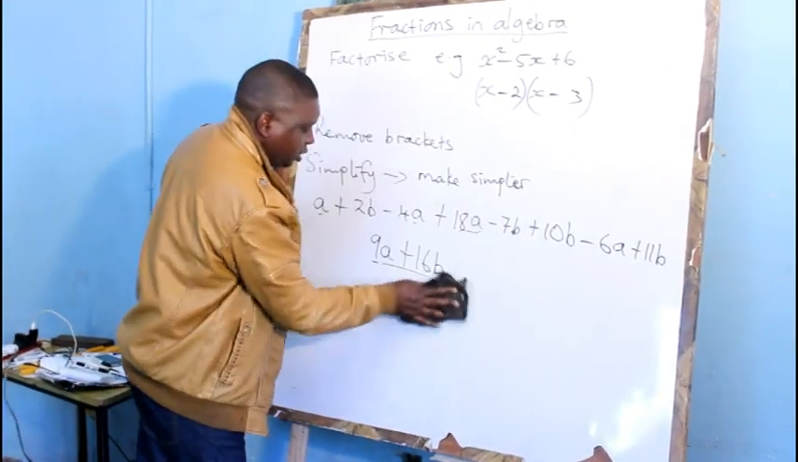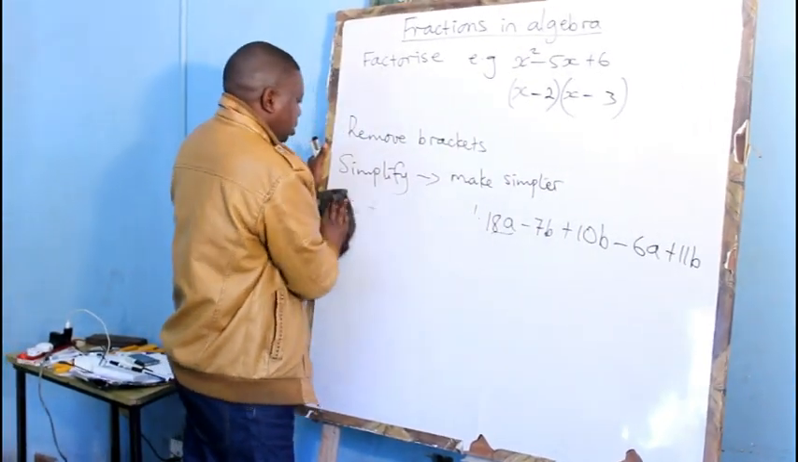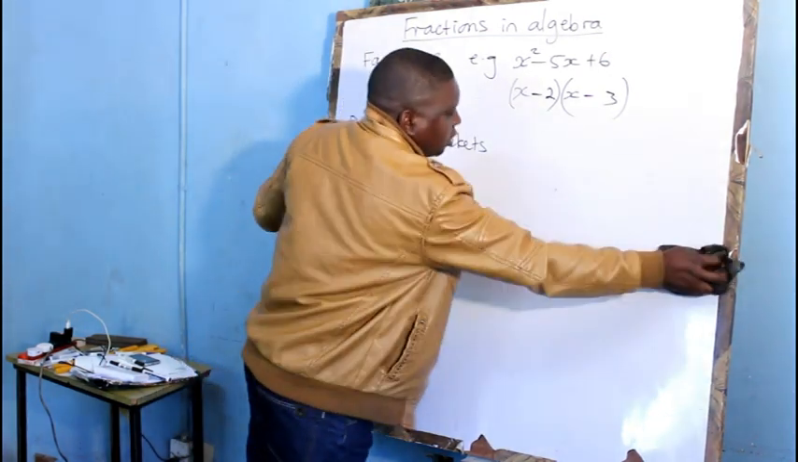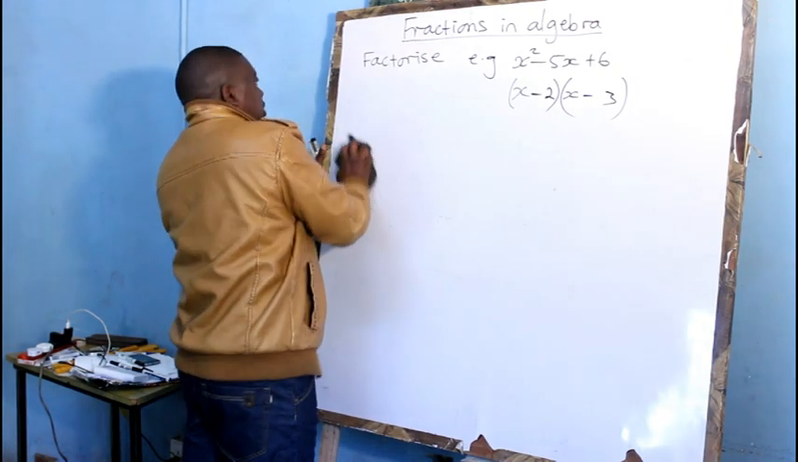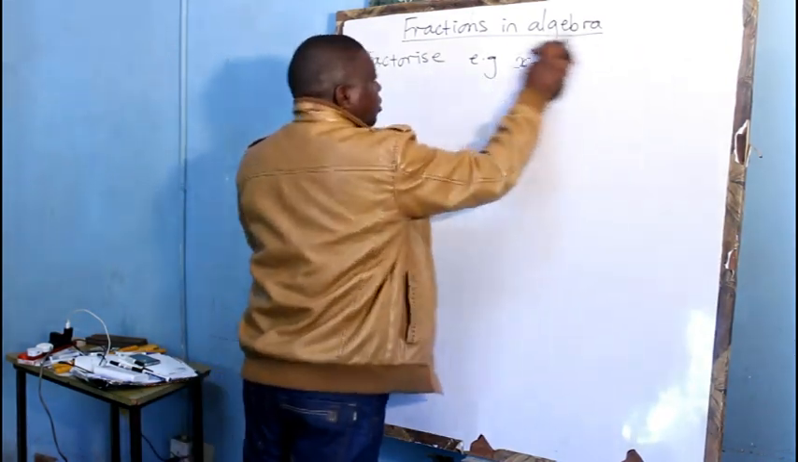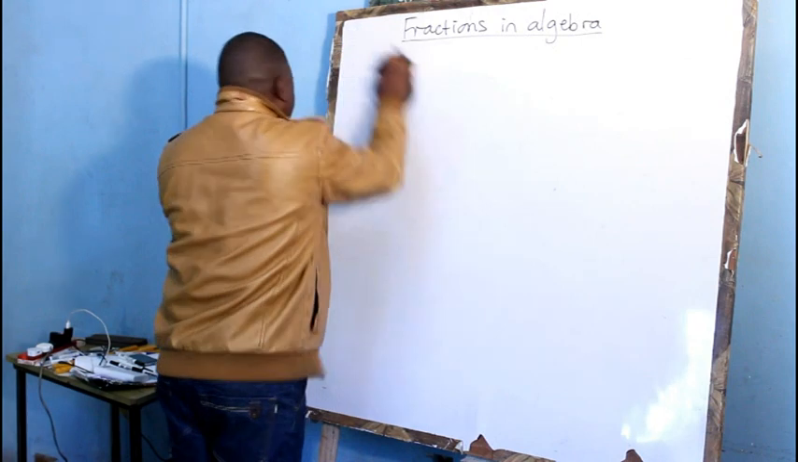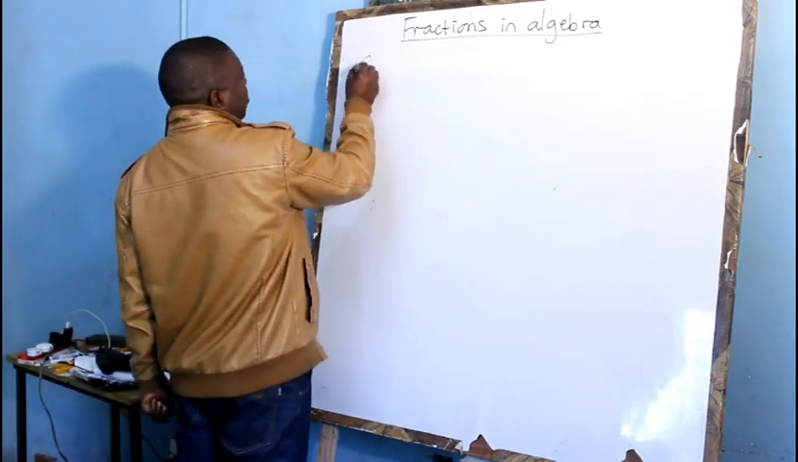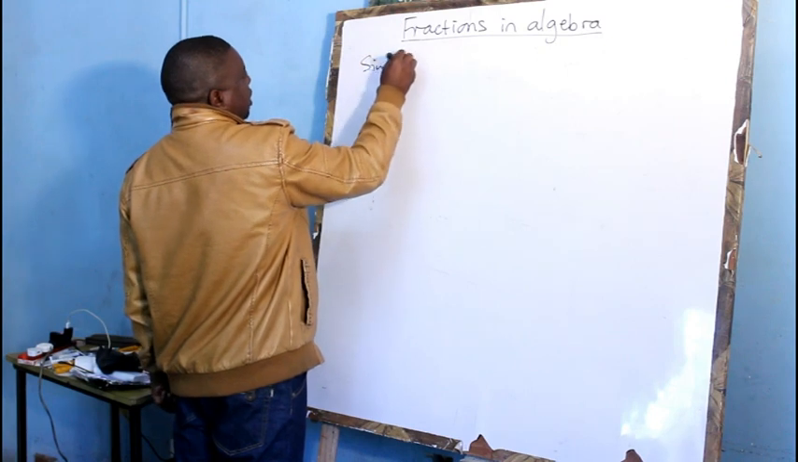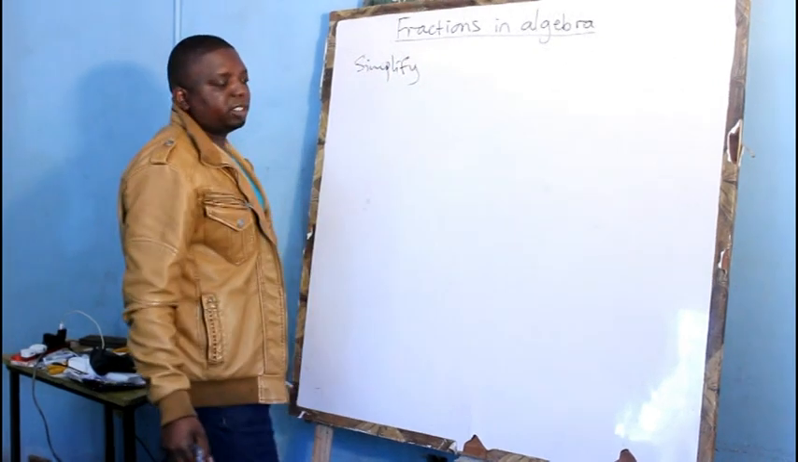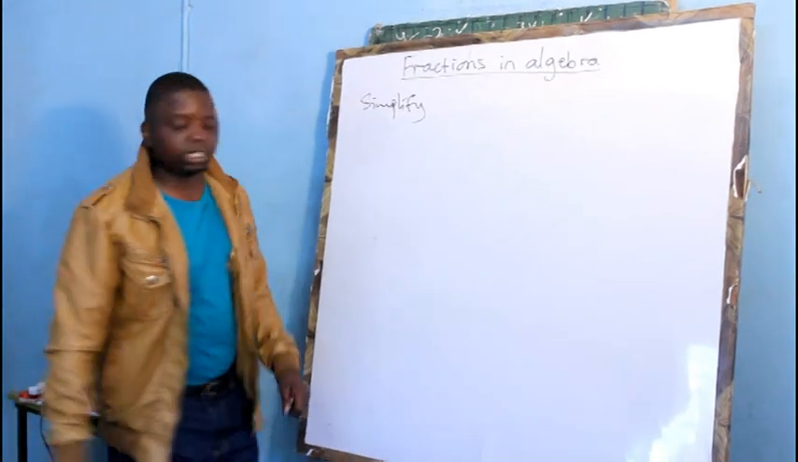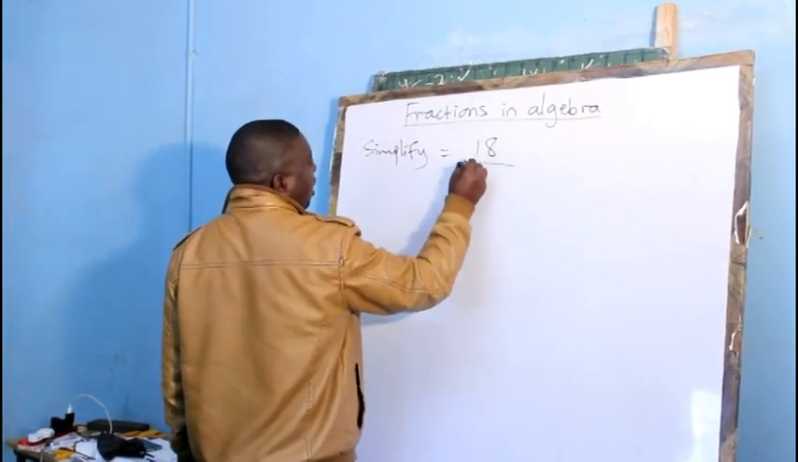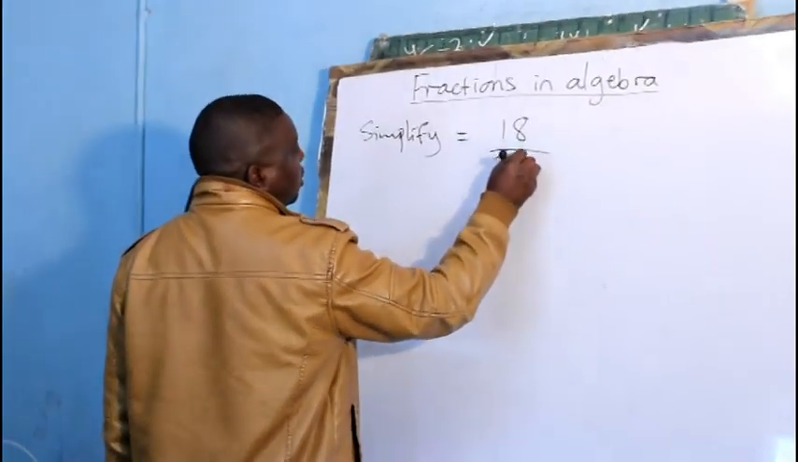Right, now let's go on to exercise 7A. Simplify the fraction, expressing it in simplest form, reduced to the lowest terms. 18 over 24.